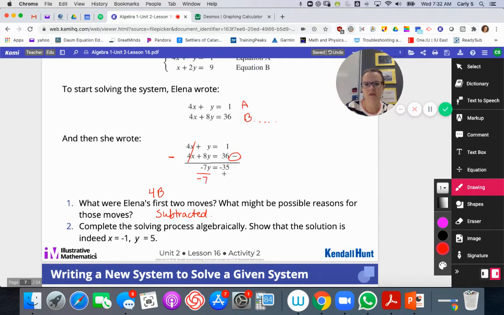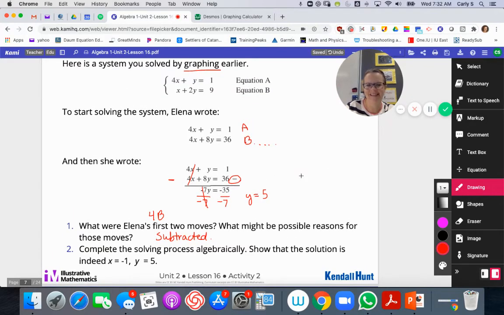So if I divide both sides by -7, I get y equals 5. Then I plug that back into any equation I see. Let's pick this one. x plus 2 times y equals 9. x plus 10 equals 9. Subtract 10 from both sides. And I get x equals -1.